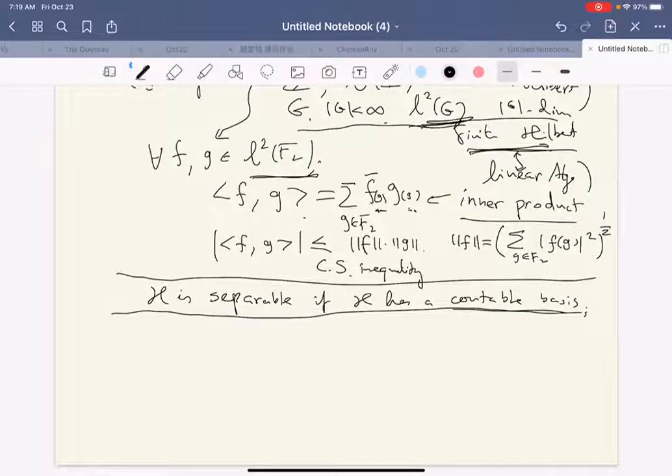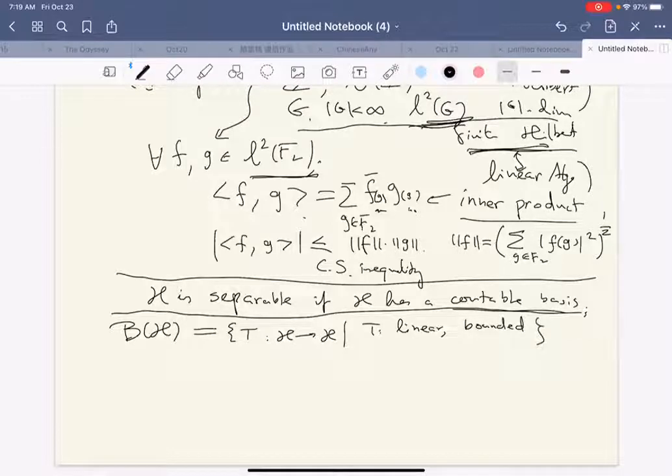Let's start with what I call B of H. B of H is the space of all the operators from the Hilbert space to itself, where T is linear and bounded.